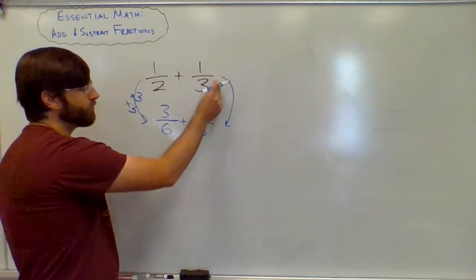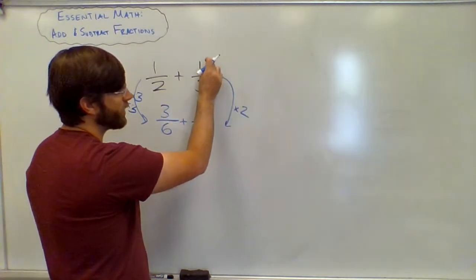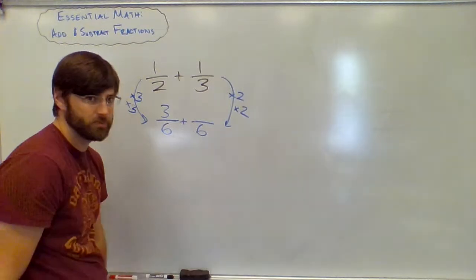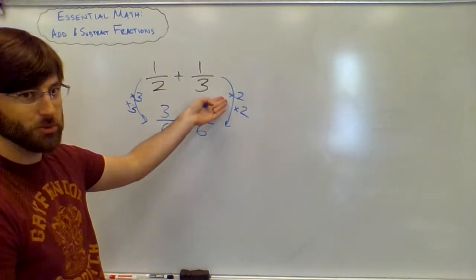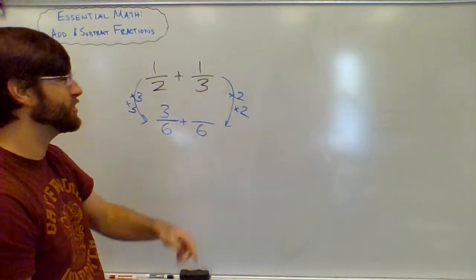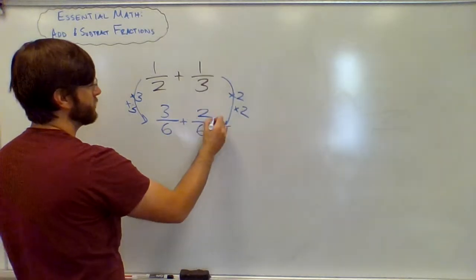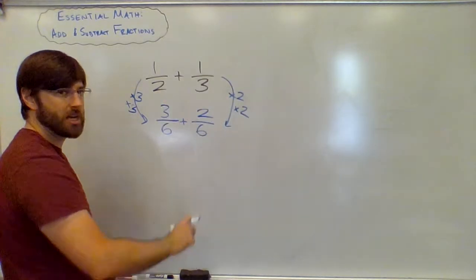Now over here, how do I get from 3 to 6? I multiplied by 2. So what do I need to do to the top? Also multiply by 2. You should take the time to write it. You really should. Make sure that you show your understanding of that. 1 times 2 being 2. So now I've got 3/6 plus 2/6.